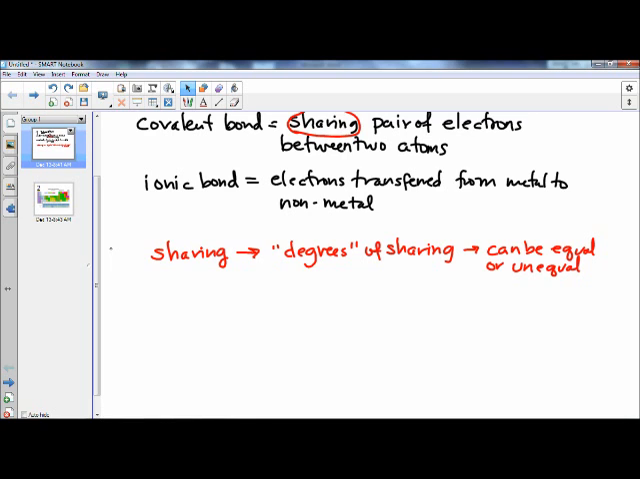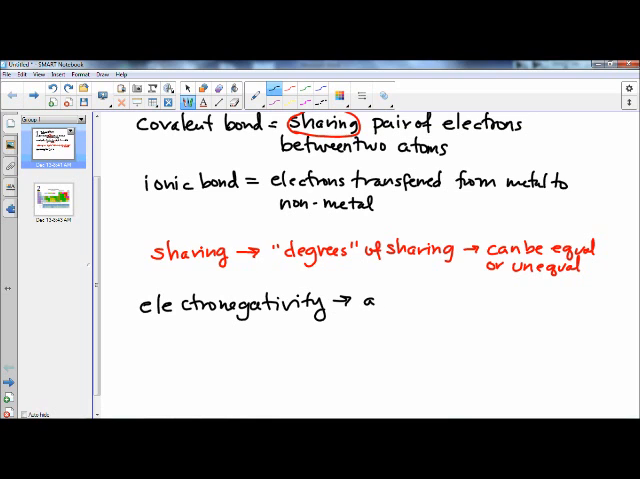Even though they're sharing a pair of electrons in order to reach a lower energy state, not all sharing between two atoms is going to be equal. Now, how do we know how they share? How do they determine if the sharing is equal or not? Well, that relies on something called electronegativity.